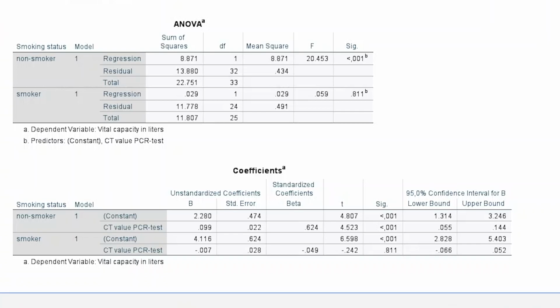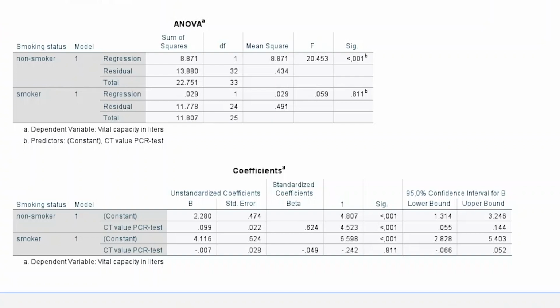All right, so we see the intercept is 4.116, which is exactly as we expected because the intercept was on average 1.836 larger than the intercept of non-smokers. Well, 2.280 plus 1.836 is 4.116. So there you have that value.